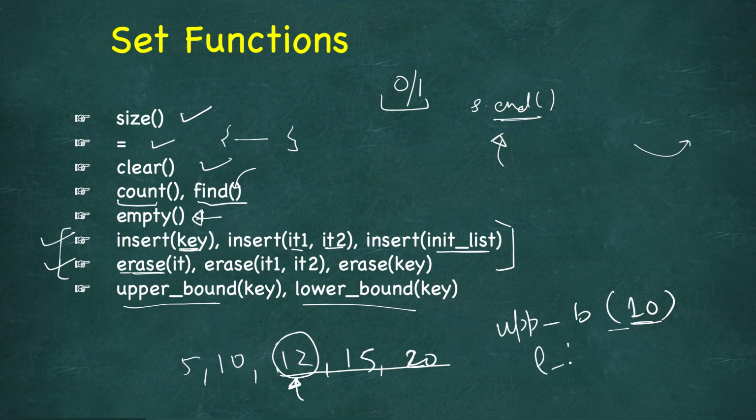and lower bound 10 will return 10. So greater than or equal to. So this is the difference. It can be useful in some scenarios, though not very frequently used.